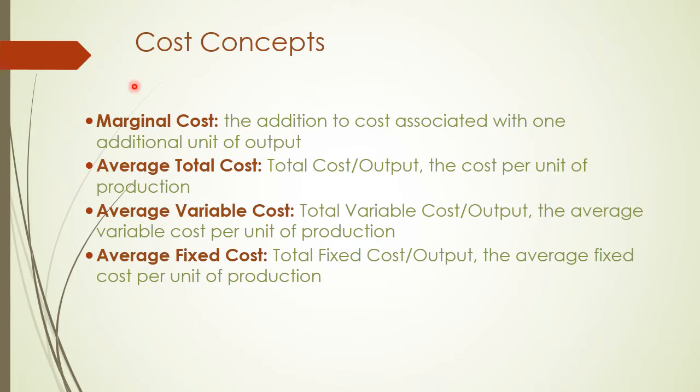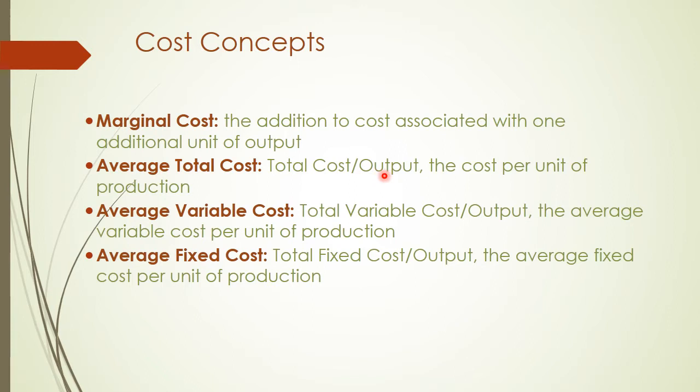Cost concepts. Now, different types of cost. Marginal cost. So, what do you mean by marginal cost? It is the additional cost associated with one more or one additional unit of output. That is, if we produce one more unit of production, then what is the additional cost to it? That is called marginal cost.